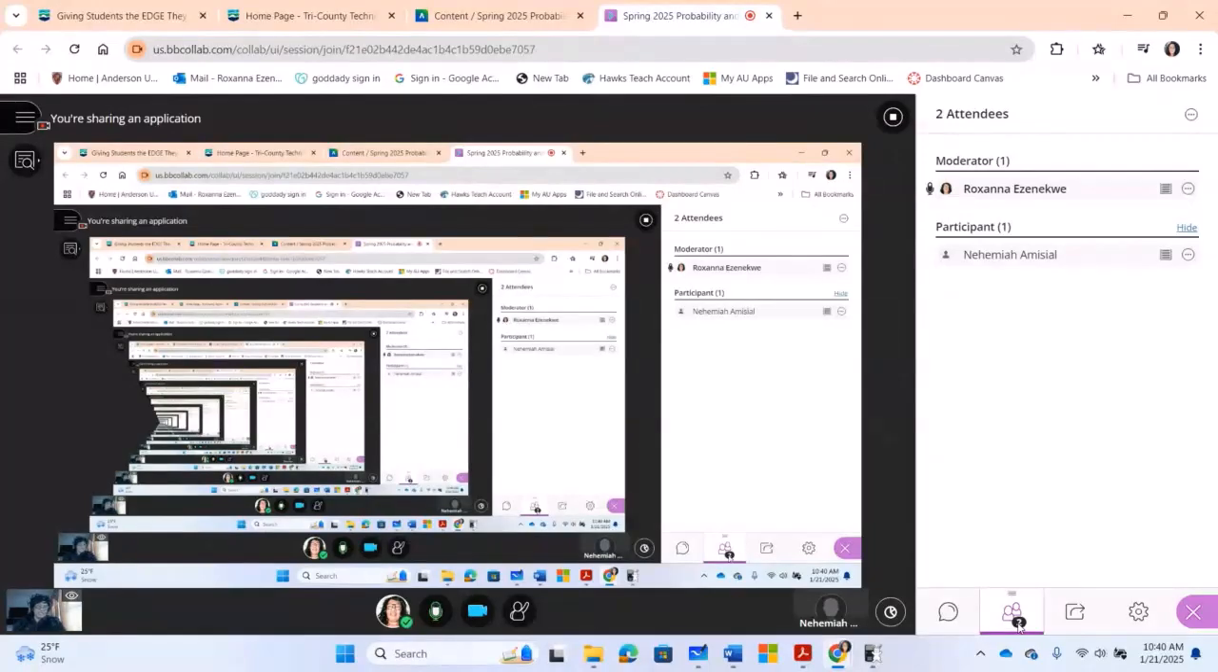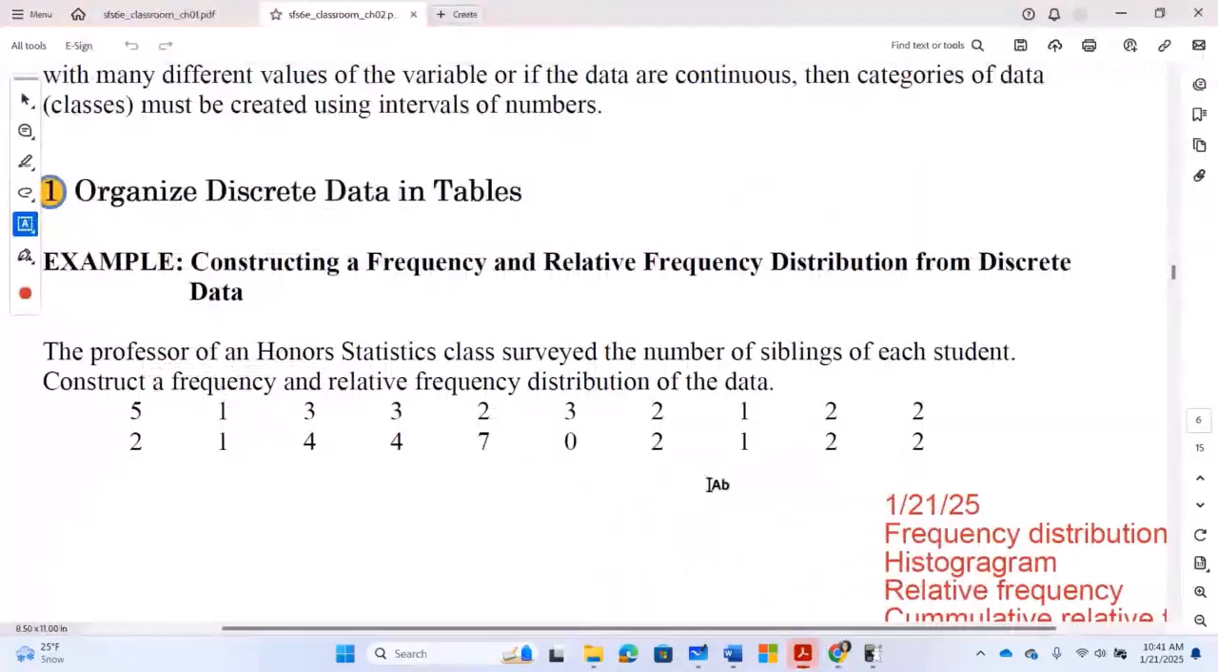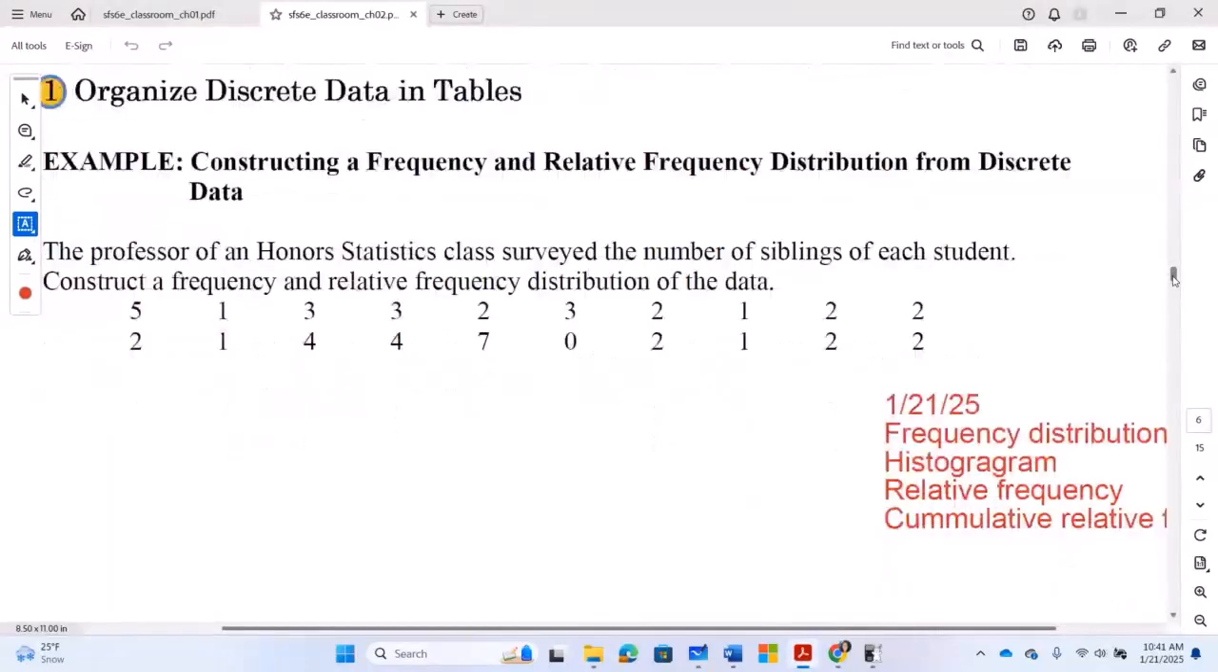So we started by working on grouped data. So we grouped discrete data. So this is how to work with grouped data. So the next one, let's go down.